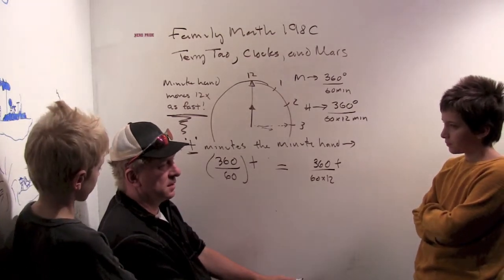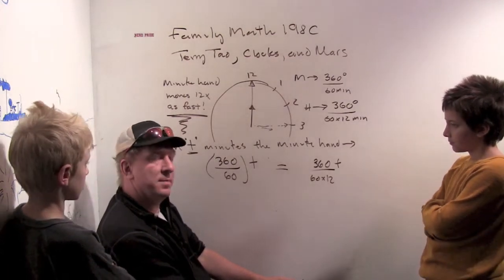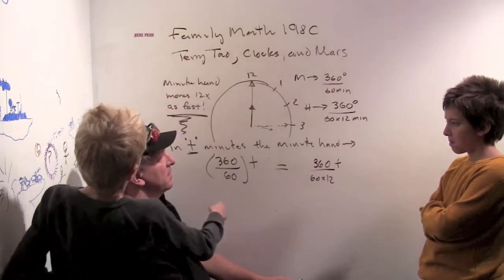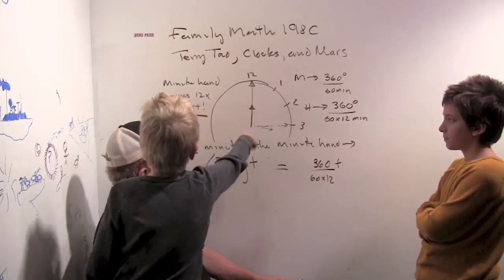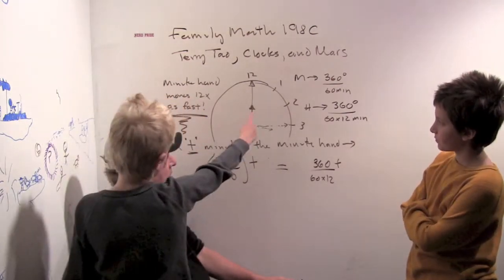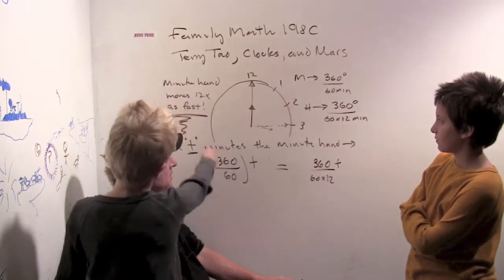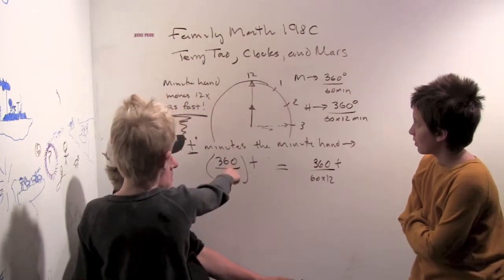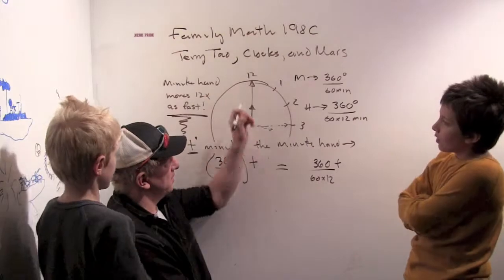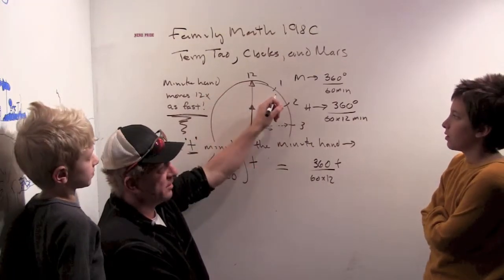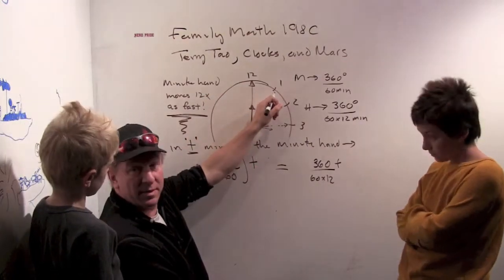I think 360. How come? Because once the hour hand is pointing toward the 1, the minute hand has gone 1 rotation around the clock. Right, it's gone all the way around. Very good.